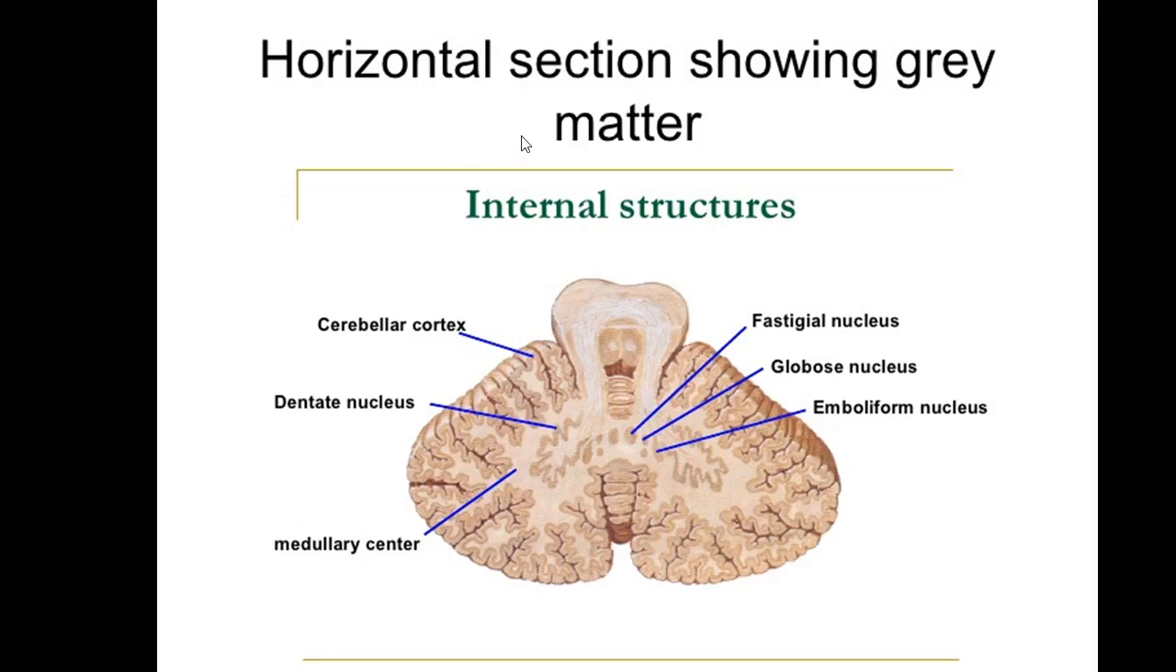This is the horizontal section of the cerebellum showing the gray matter which is forming the cerebellar cortex here. Then here is the white matter in the central part, that is the medullary center, which shows the embedded gray matter in the form of nucleus dentatus, nucleus emboliformis, nucleus globosus, and nucleus fastigii.